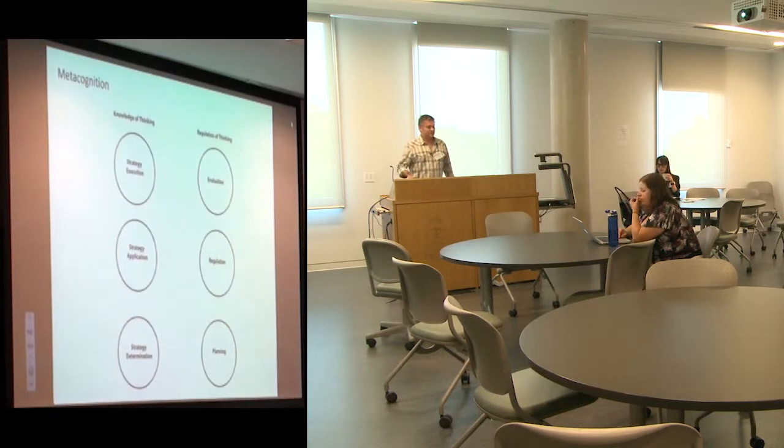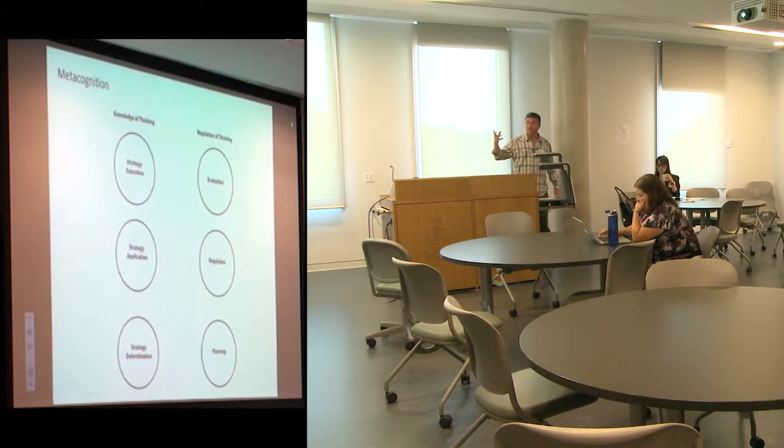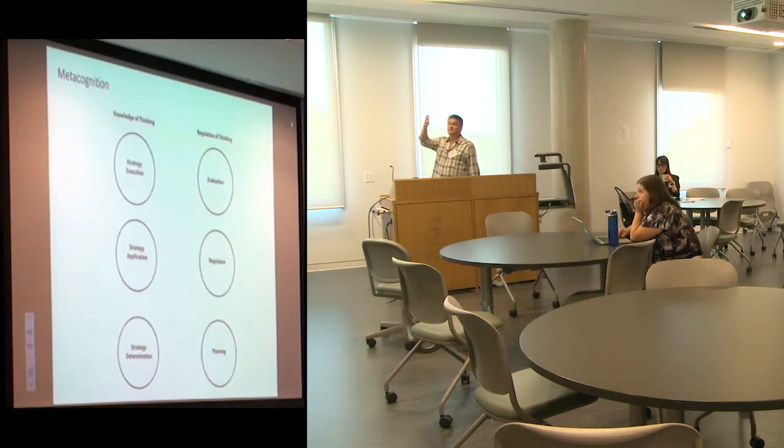So metacognition itself, I've already sort of talked about the idea of knowledge of thinking and regulation of thinking together. Starting off with strategy determination up through application, through execution. That's the idea of what I was saying about trying to decide whether you're using a direct strategy or an indirect strategy. You're putting your sentences together, you're doing all those sorts of things.